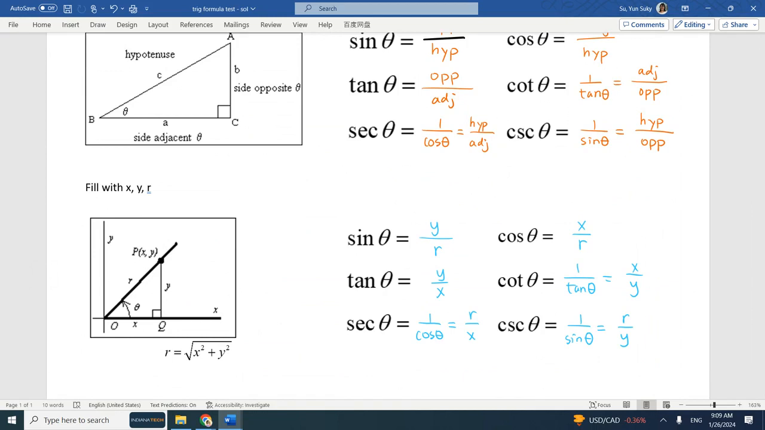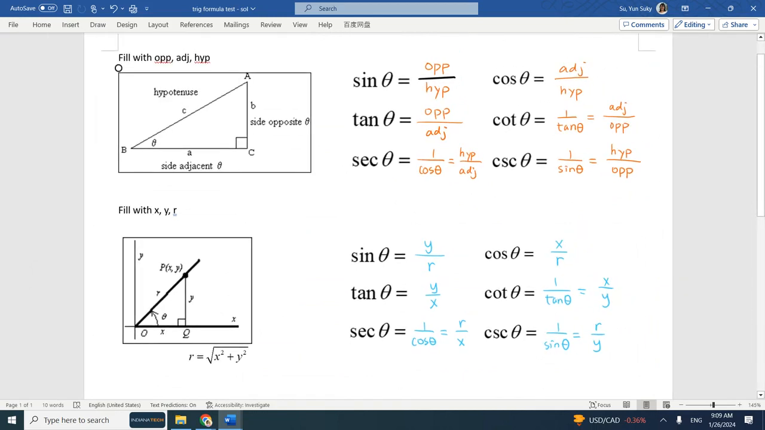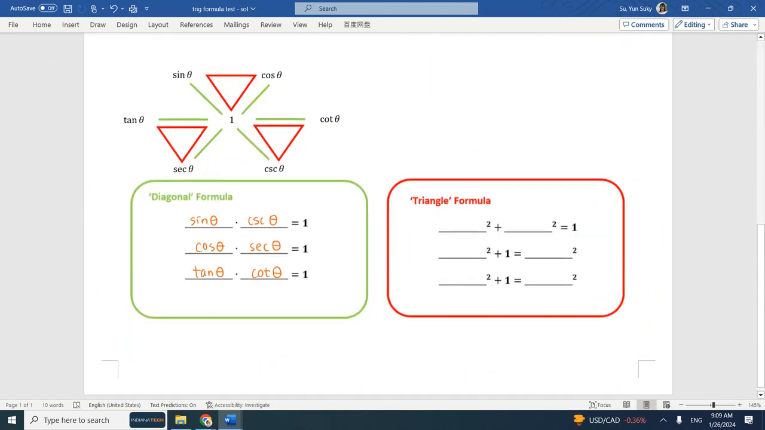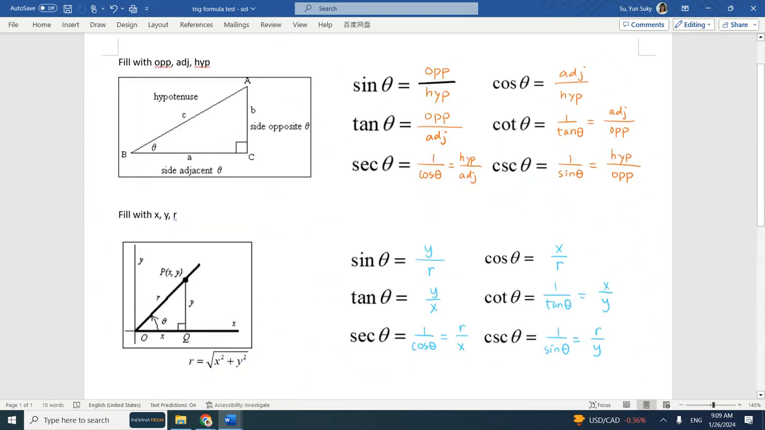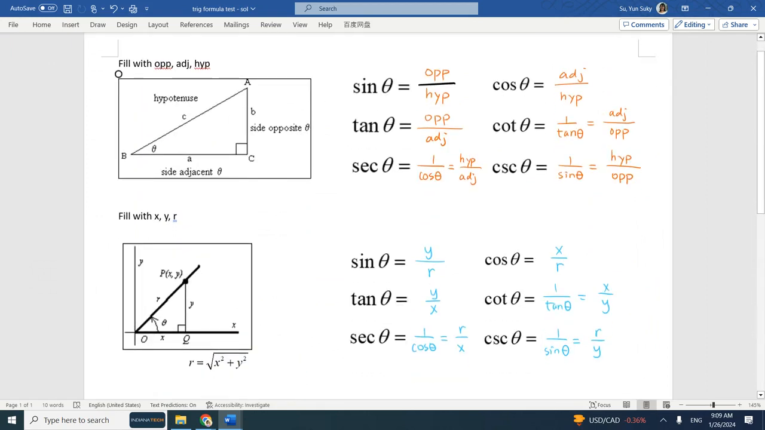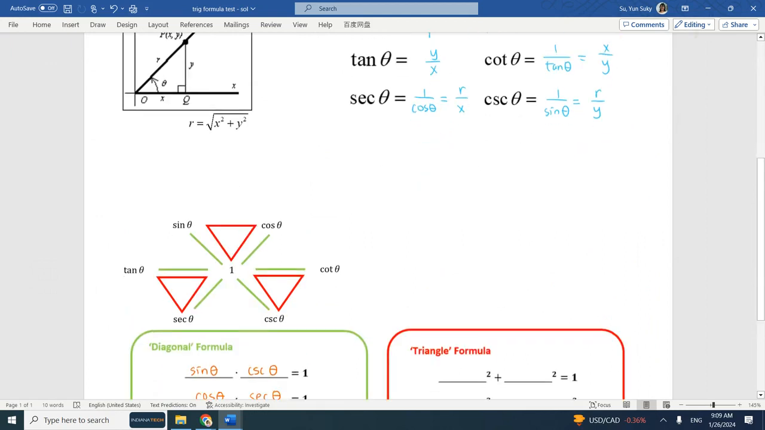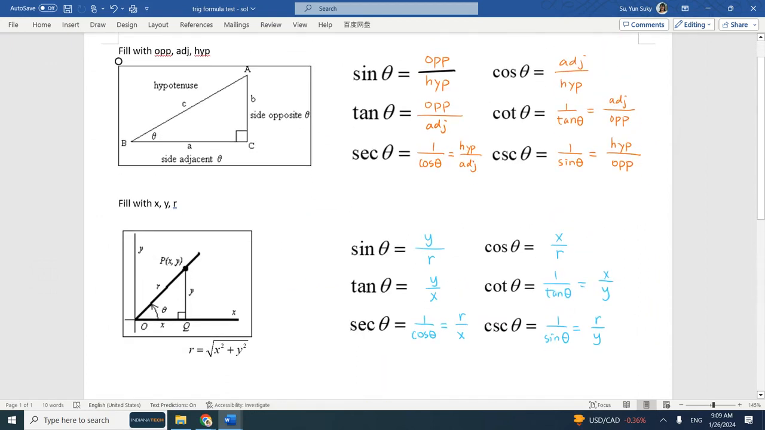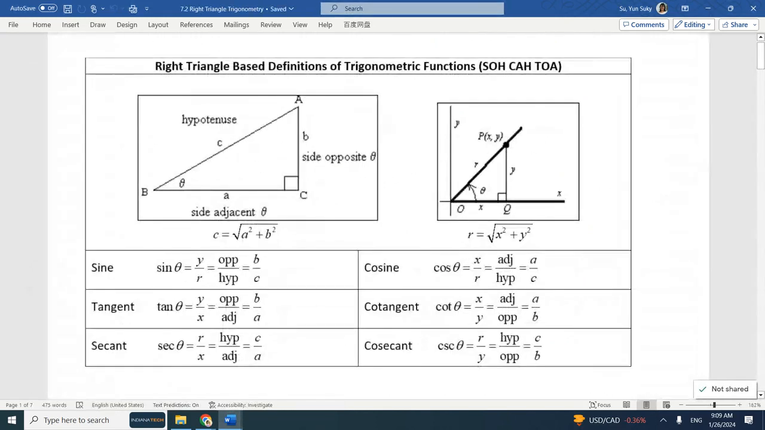So be familiar with the definitions of the 6 trig functions. Monday I will give you a blank sheet and you're going to fill those out. Don't worry about the triangle formula right now. Just remember these and the reciprocal identities. Okay, let's continue. So that is 7.2.